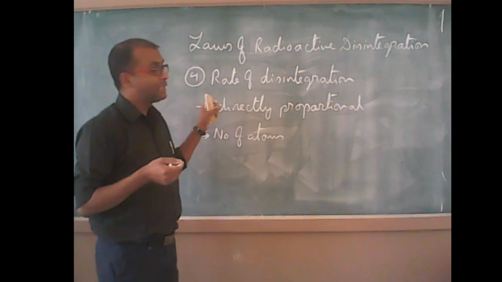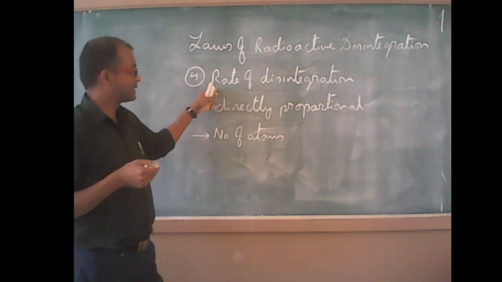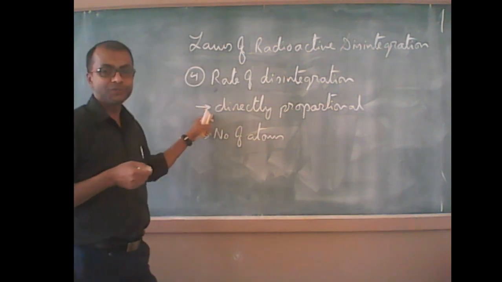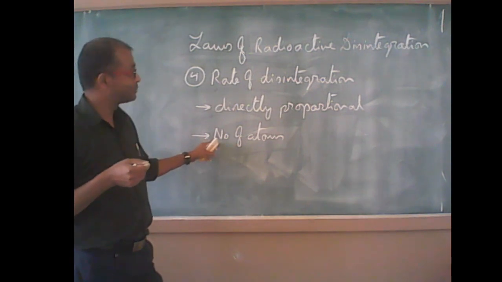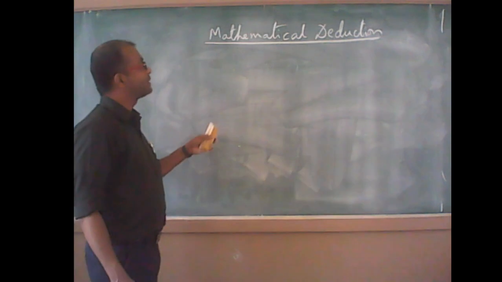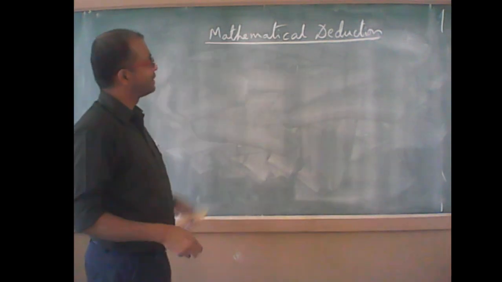Again, I am repeating, the rate of disintegration of a radioactive substance at any instant of time is directly proportional to the number of atoms of the radioactive substance present at that instant of time. So this is actually the law of radioactive disintegration. Let's do a mathematical deduction for that.